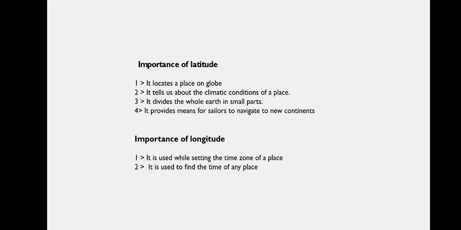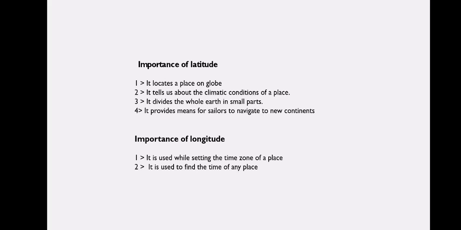The importance of latitudes is that it locates a place on a globe, because through these parallel lines we can know that a place is located in the northern hemisphere from the equator or in the southern hemisphere from the equator. Number 2, it tells us about the climatic conditions of a place.